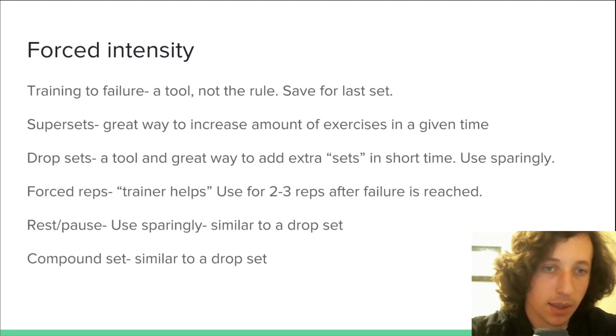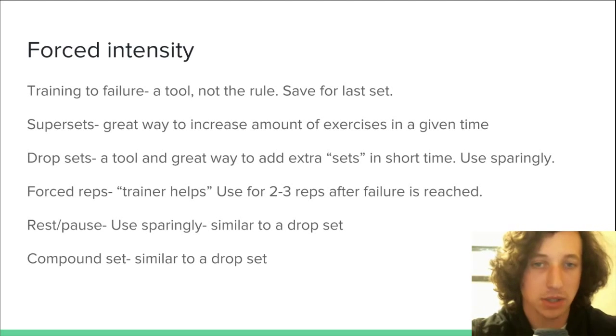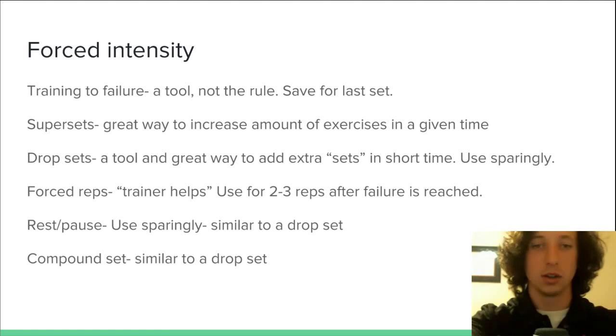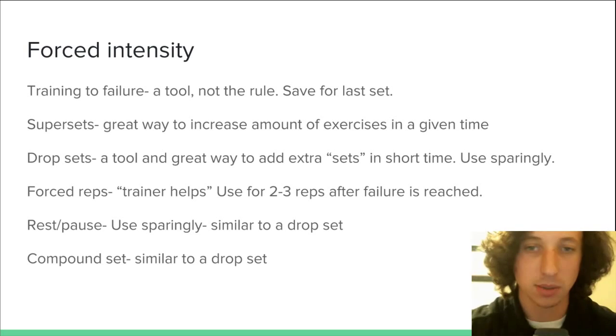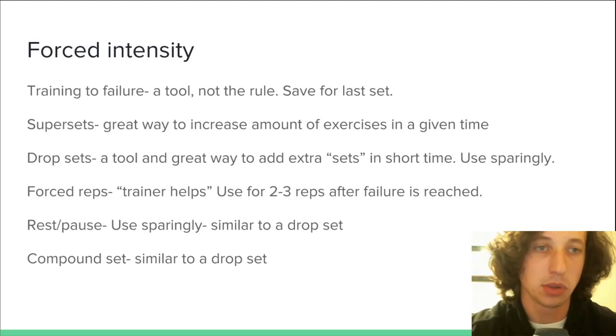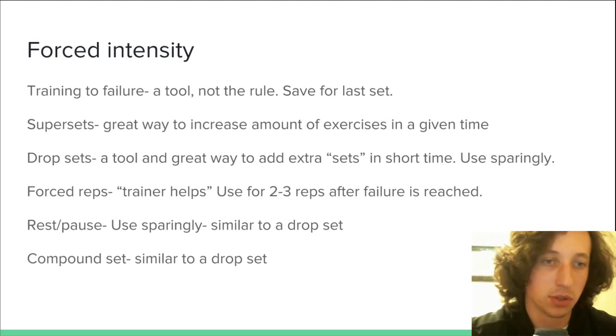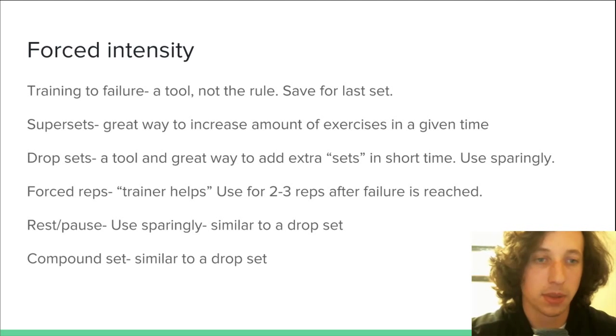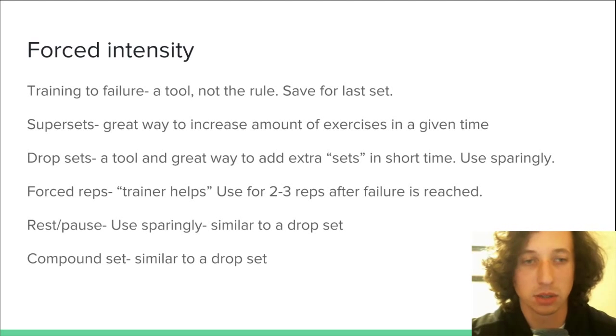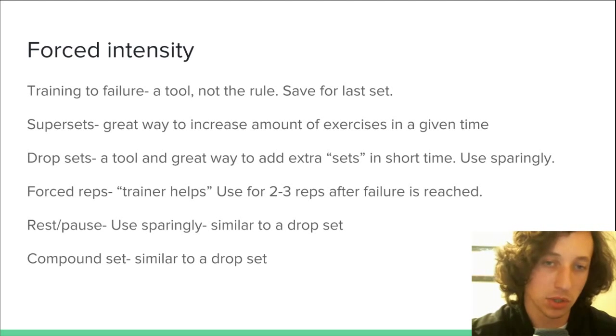Forced reps. This is where the trainer helps the person get those last 2 or 3 reps. So they've already hit failure, and now you're helping them do an additional couple of reps. So you're going to use this the same way that you use training to failure, as a tool. Rest pause. This is where the person hits failure, they rest for a few seconds, they bust out a couple more reps, they rest for a few seconds, they bust out a couple more reps. So once again, this is similar to a drop set in the way that you want to use it.